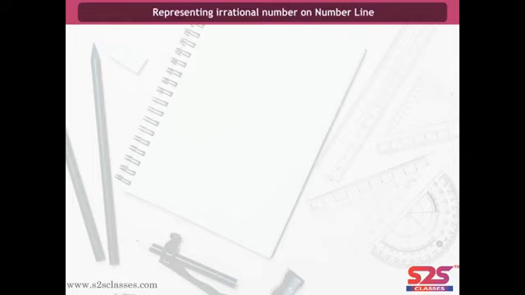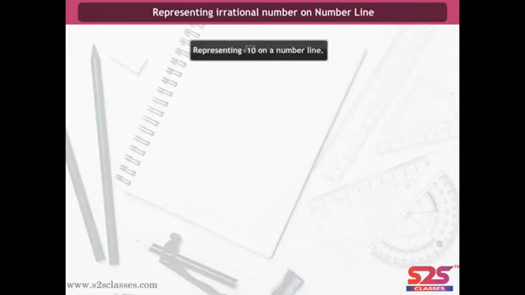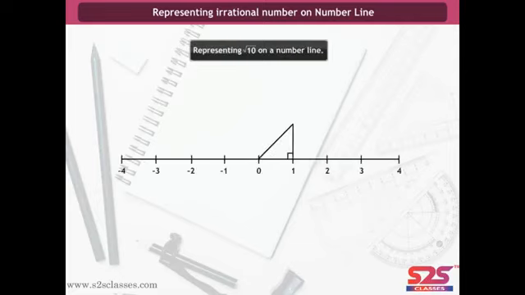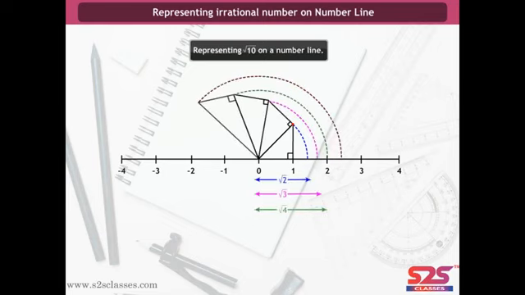Representing irrational numbers on the number line. Let us represent root 10 on the number line. Now one way of doing it would be that we construct consecutive irrational numbers, that is root 2, root 3, root 4 and so on. We get root 10, but this could be rather time consuming. So we can do this.